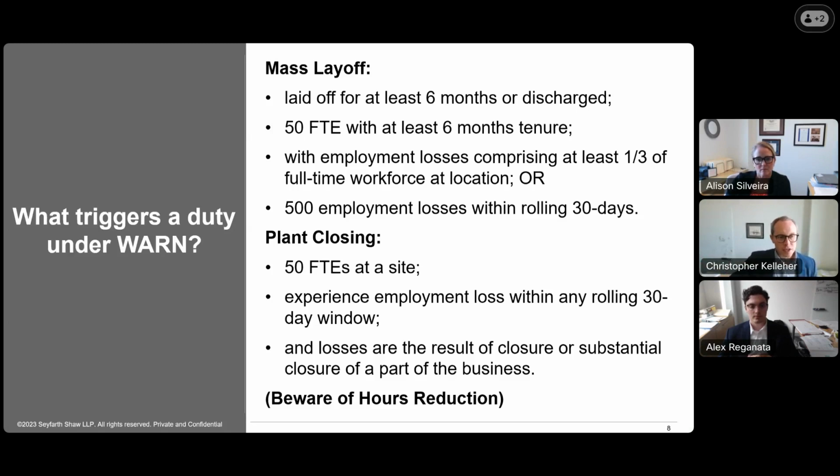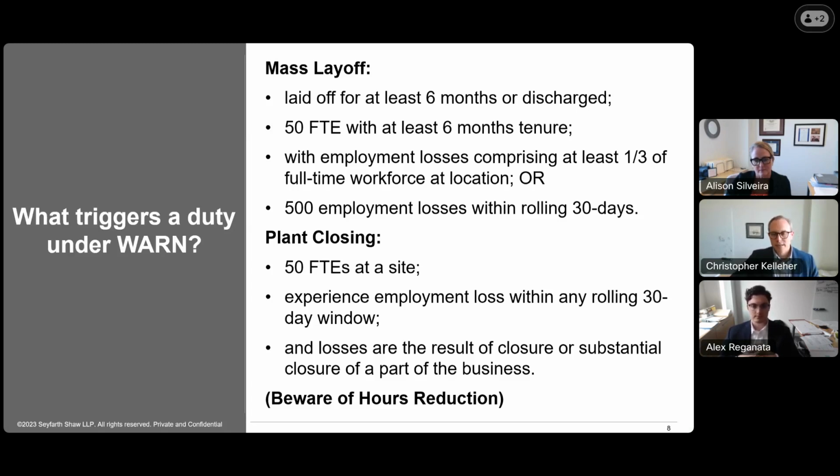So in this case, job losses within any 90-day period will count toward the WARN threshold level unless the employer demonstrates that the employment losses during that 90-day period are the result of separate and distinct actions and causes. And in the parenthetical here, beware of hours reduction. So there's another potential triggering event under WARN, and that's where a reduction in hours of work for 50 or more employees by at least 50% in each month of a 6-month period does constitute an employment loss and will trigger WARN obligations.